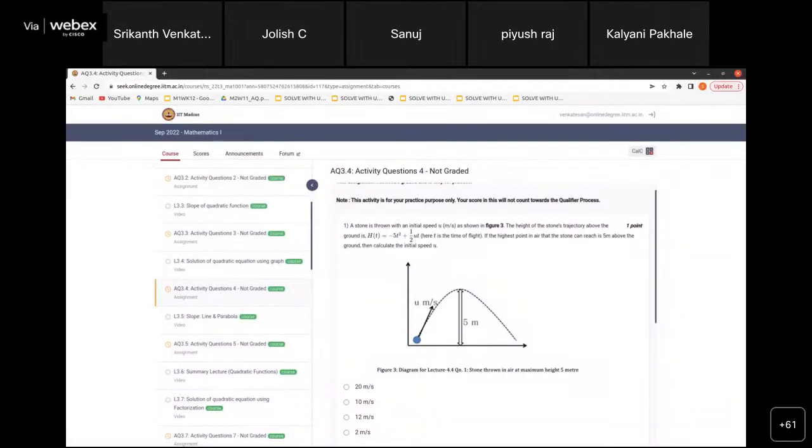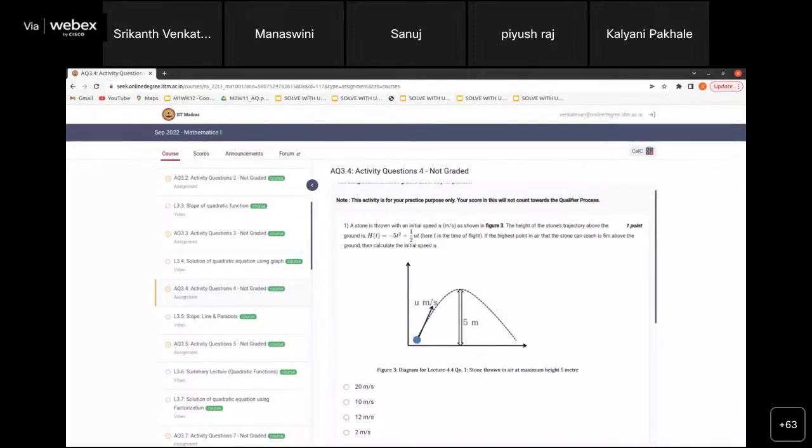Axis of symmetry, y-intercept, minus b by 2a. Is this minus b by 2a the x coordinate of the vertex point, or is it the y coordinate of the vertex point, which is c minus b square by 4a? Which one will it represent? The y coordinate. So here the y axis is the height and the x axis is the time.